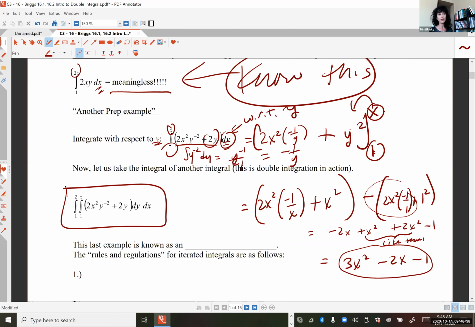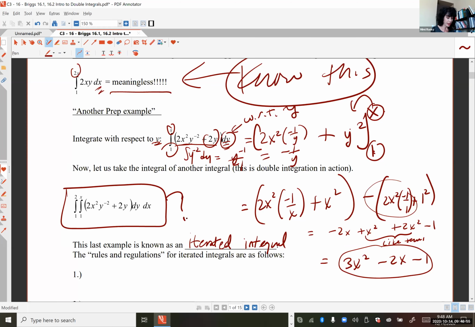Okay, so now check this out, people. Your very first double integral. Woo-hoo! Congrats. Now, they call this an iterated integral. It's also known as a double integral, but it's also known as an iterated integral.